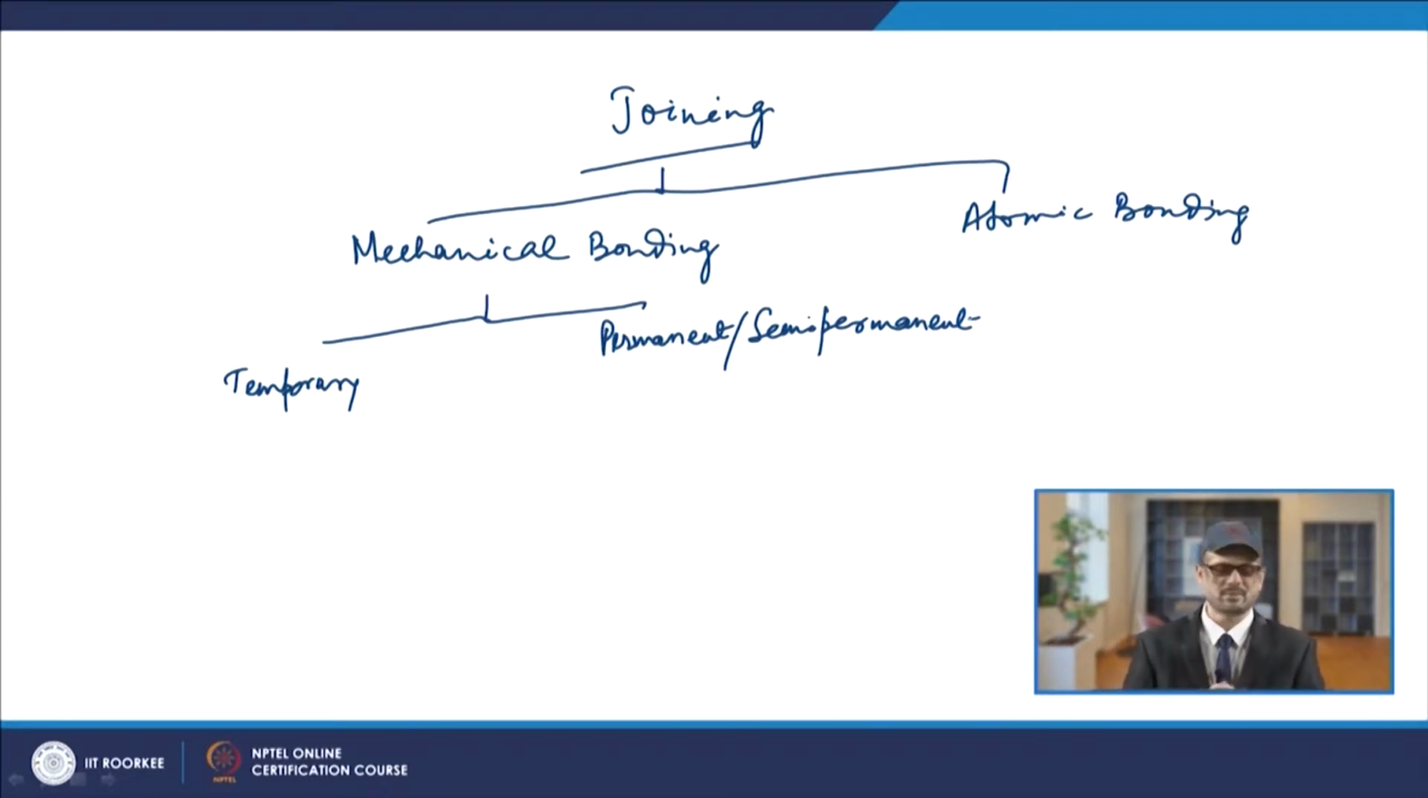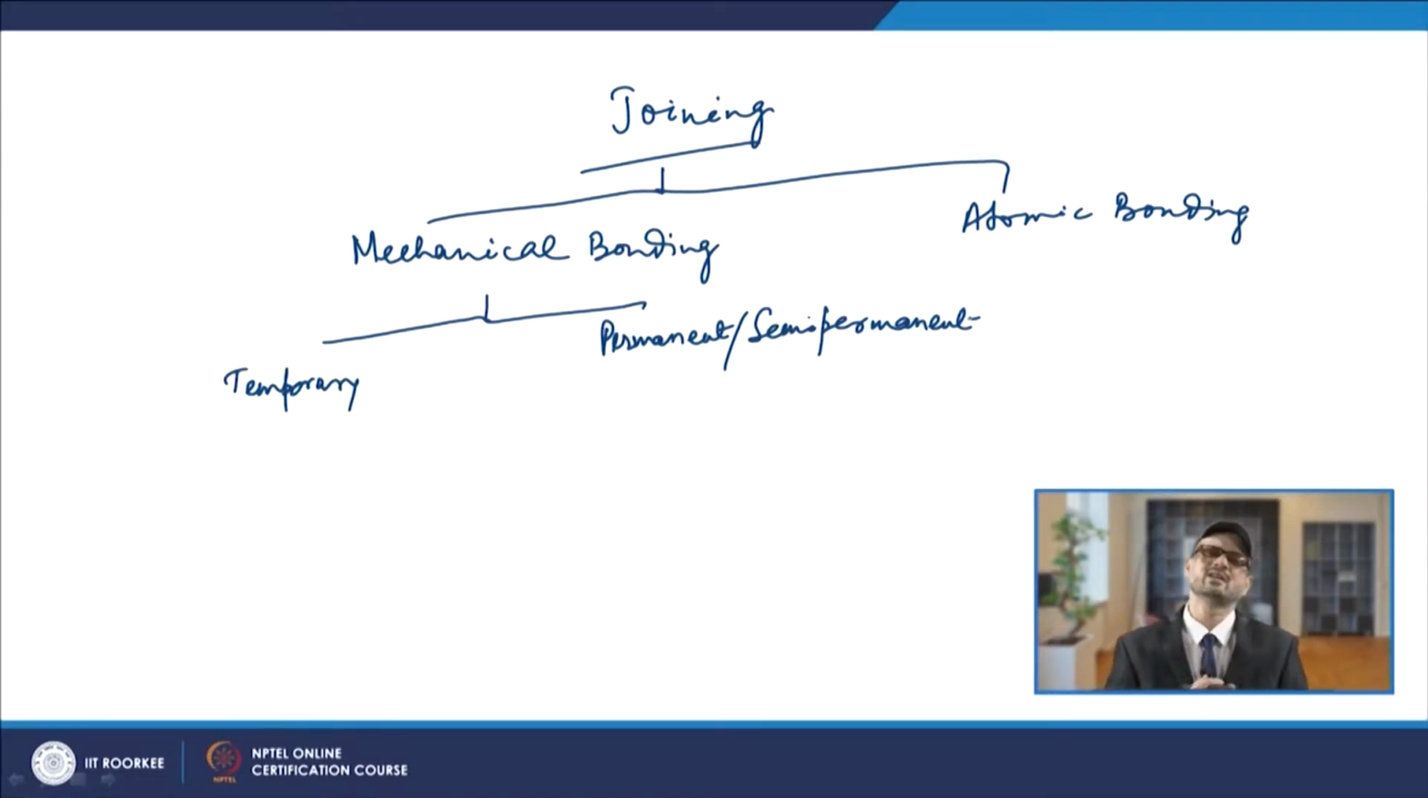Whereas, in the case of semi permanent joint, you have examples such as rivets. In that case, whenever you try to remove the two plates which are riveted together, the plates do not face any damage, whereas the rivet which has been used cannot be used again. So, that is gone. That is an example of semi permanent type of bonding or joining.